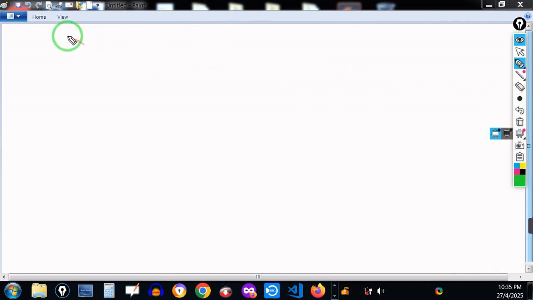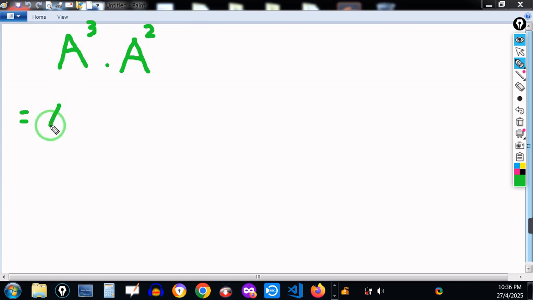Just go and take a simple one. Law number 1. Just go and take a to the power of 3 and then times a to the power of 2. Easy numbers. Don't put 30 and 20 and write so many times. So what is it? The meaning of a squared is a times a. The meaning of a cubed is a times a times a. Meaning we write this. We repeat this.